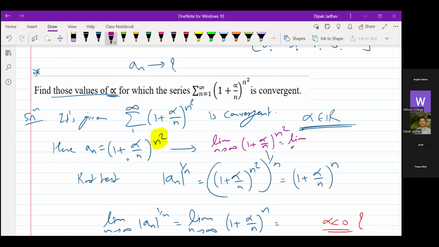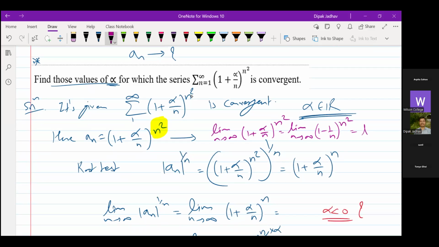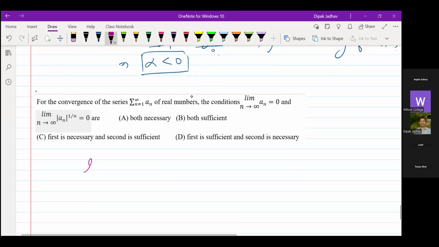So you have the limit as n tends to infinity of (1 minus 1 by n) raised to n square. Where does the limit of this go? There is an n at the power and n at the base. So suppose the value is L. We'll use log on both sides and try to simplify. So log L is equal to the limit as n tends to infinity of n square into log of (1 minus 1 by n). Is it okay?